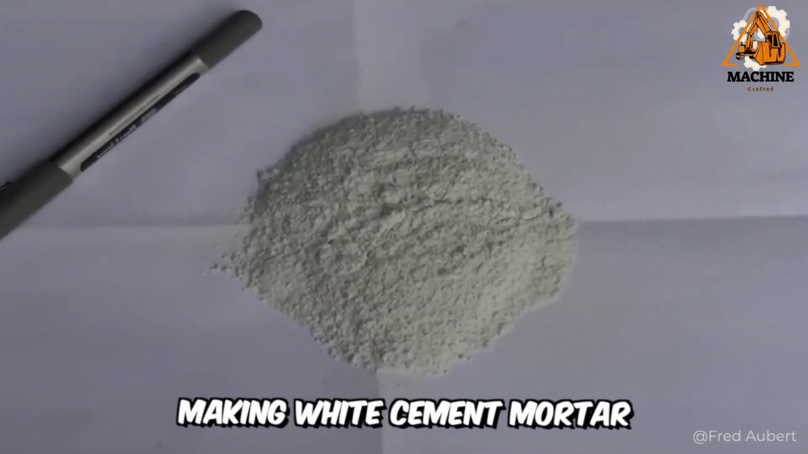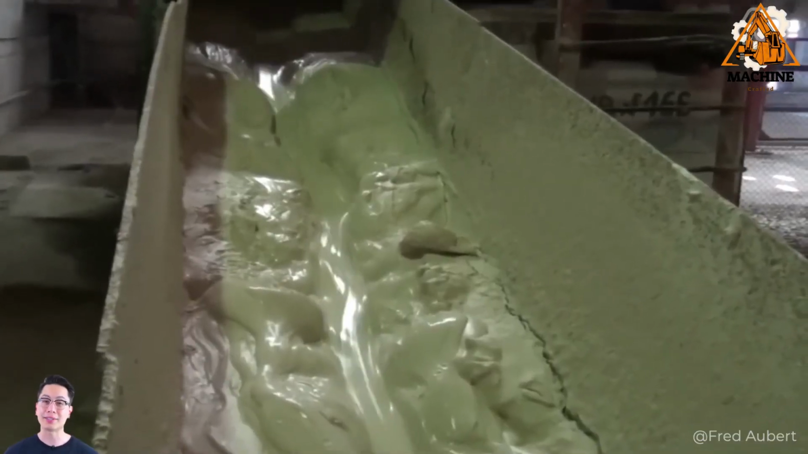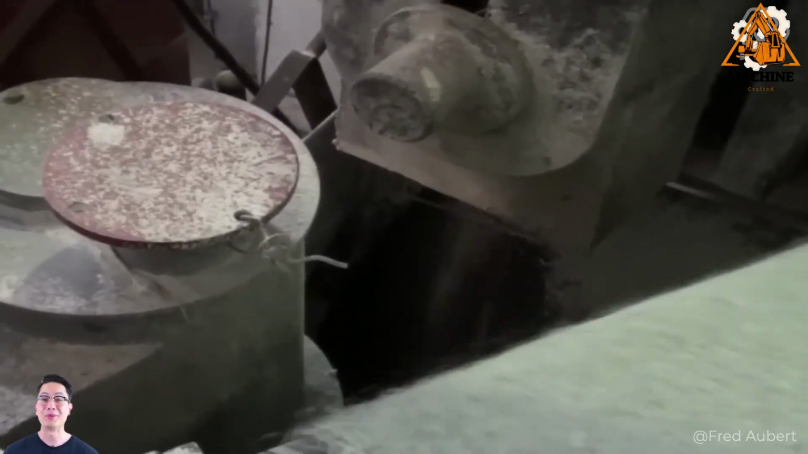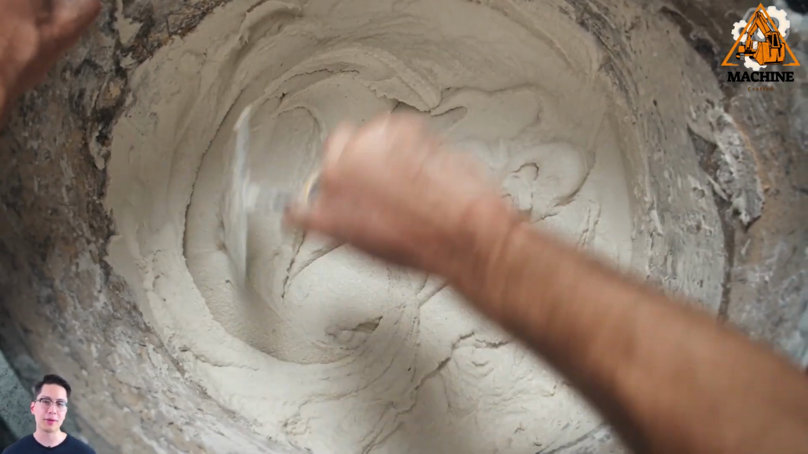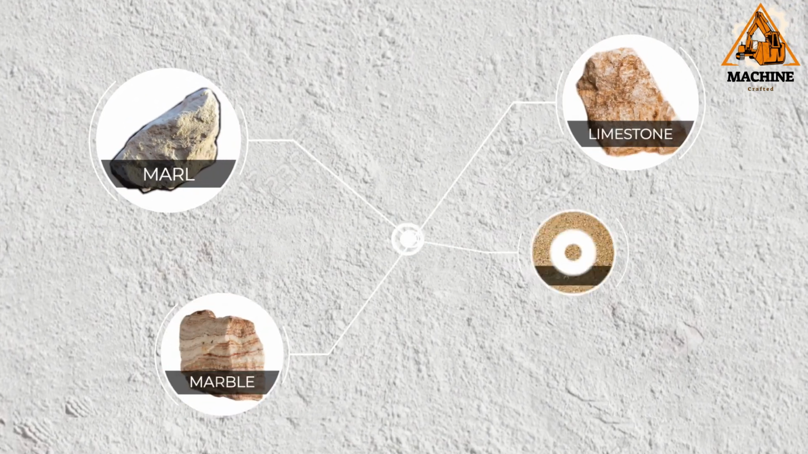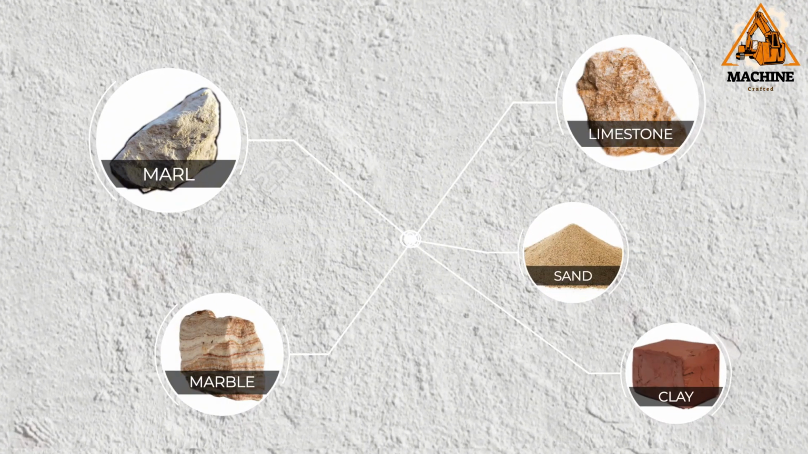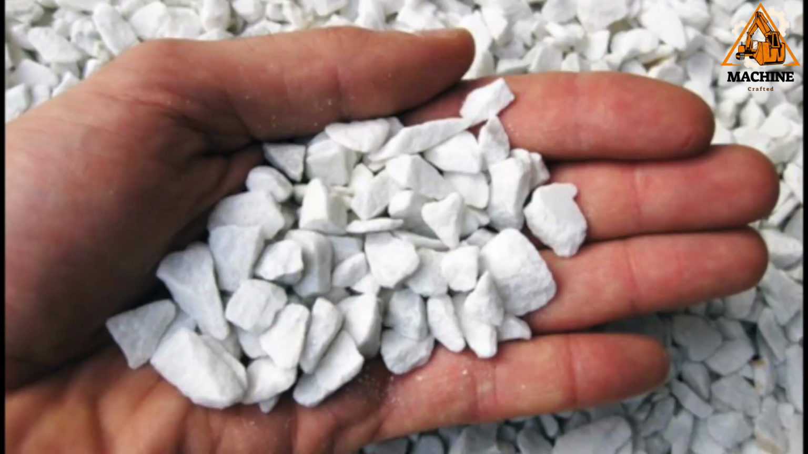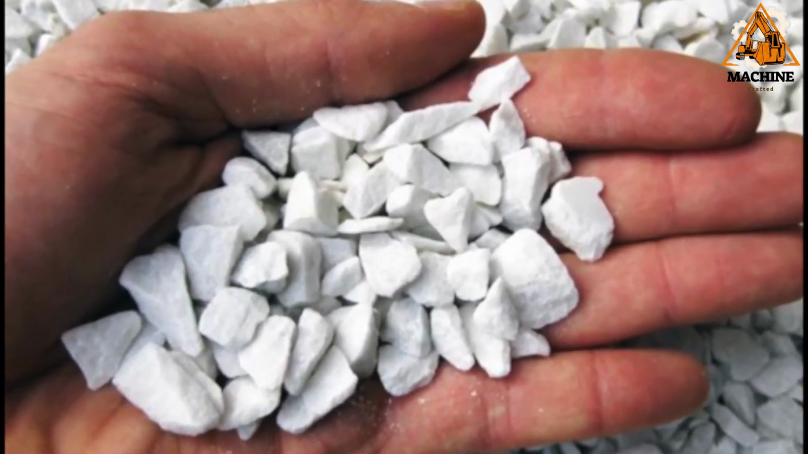Making white cement mortar. Speaking of cement production, it's impossible not to tell separately about the manufacture of white cement. This construction material is often used for surface finishing, and after its complete drying, it becomes pure white. The mix includes marl, limestone, marble, sand, and clay, but not as much in quantity as gray cement. Another thing is marble chips, which constitute the greater part of the mixture.